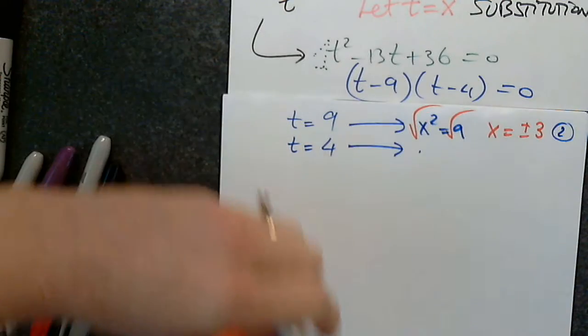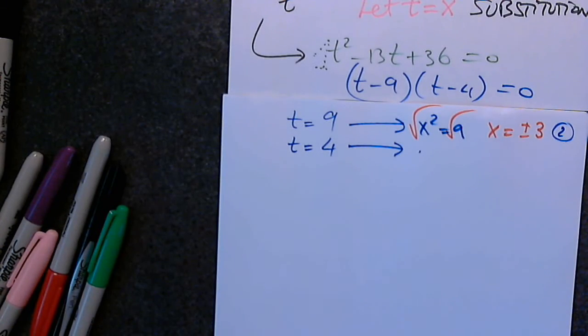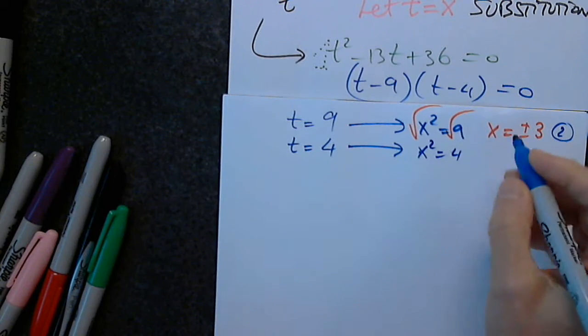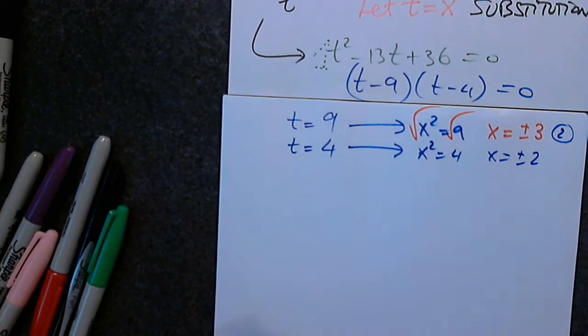Good. So what is the second equation that I have to solve? Plus or minus 2. So it's x squared equals 4. I take the square root, plus or minus 2. So now is it clear where the 4 solutions are coming from? Any questions on the substitution method? Any questions?